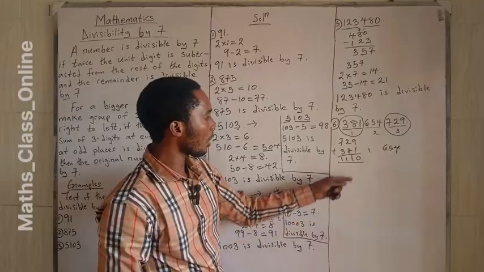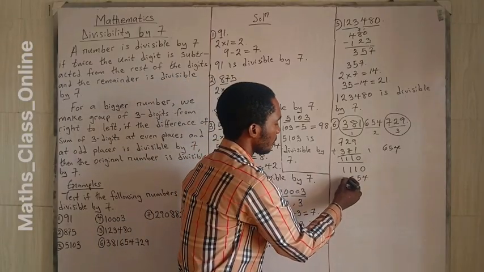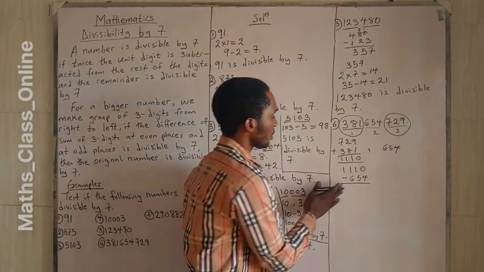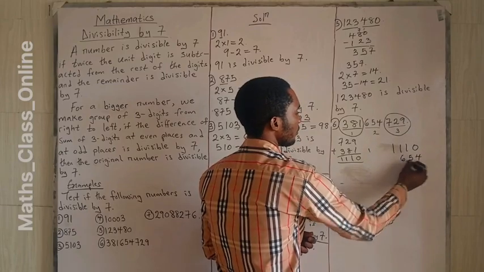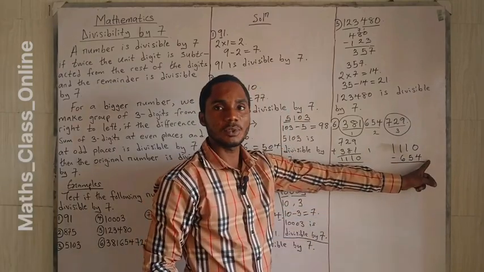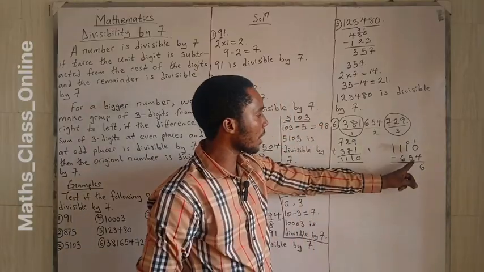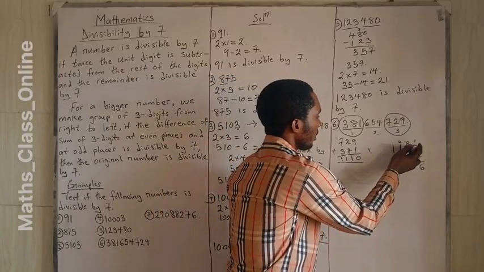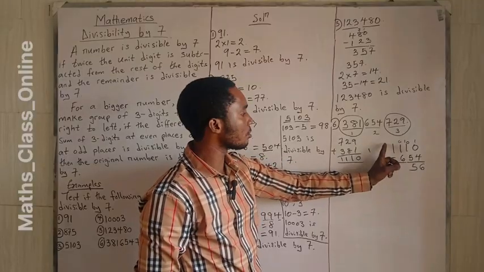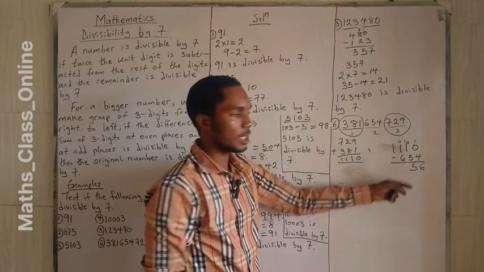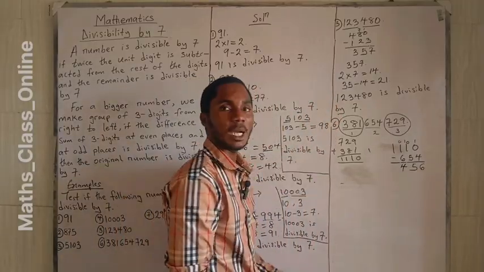What is the next thing to do? We are going to take the difference of 1110 and 654. And the difference of this is what? 1110 minus 654. 0 minus 4 is not possible. Borrow 1 from here. We have this to be 6. 0 minus 5, not possible. Borrow 1 from here. We have this to be 10, and that is 5. 0 minus 6, not possible. Borrow 1 from here. This will be 10. 10 minus 6, that is 4. Now, what we need to test for is, is 456 divisible by 7?